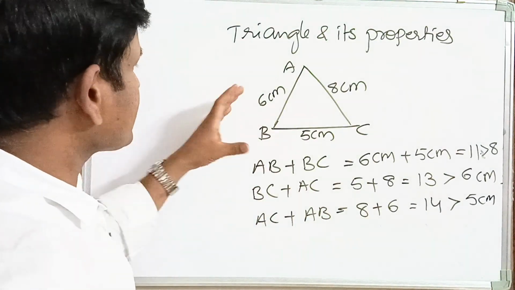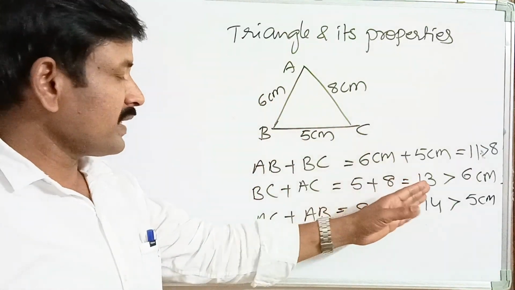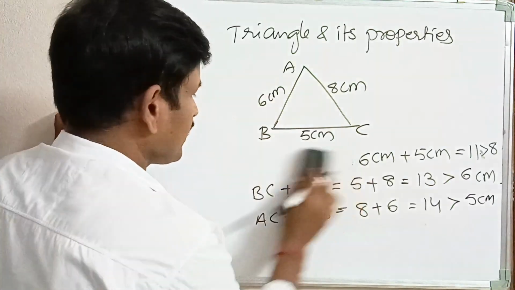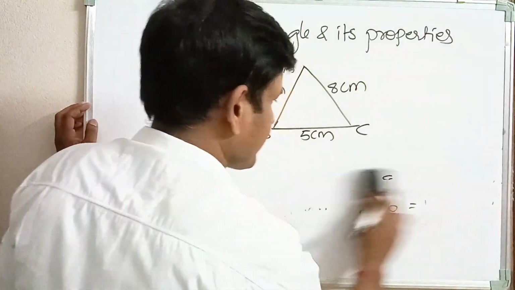The sum of the lengths of any two sides of a triangle is greater than the length of the third side. Sum of the lengths of any two sides of a triangle is greater than the length of the third side.